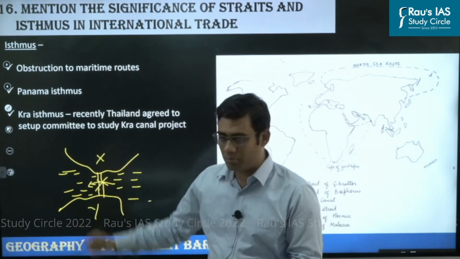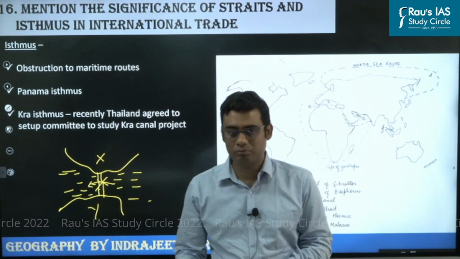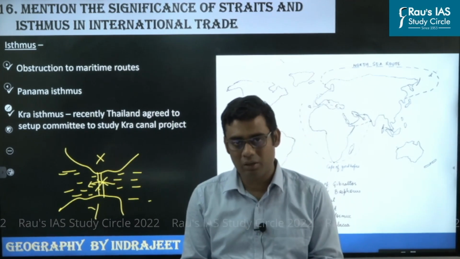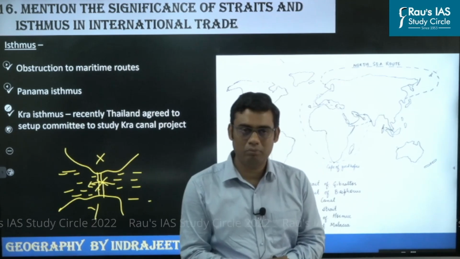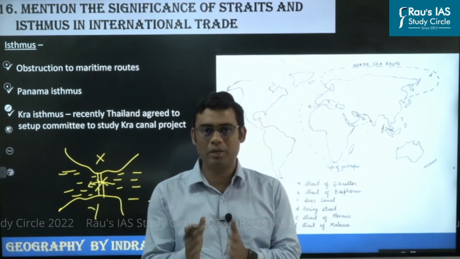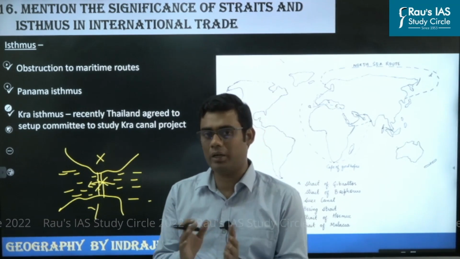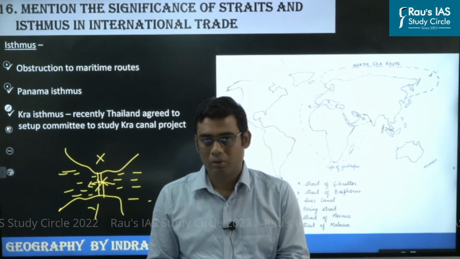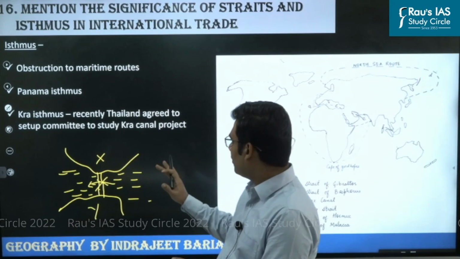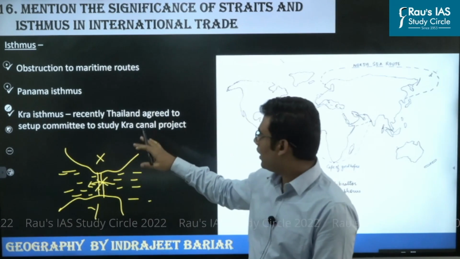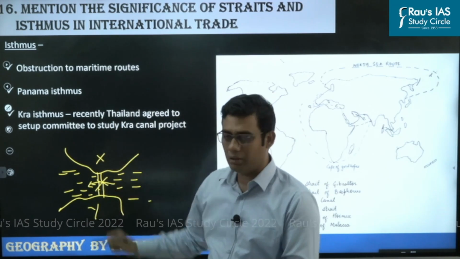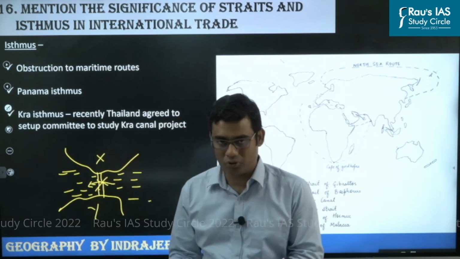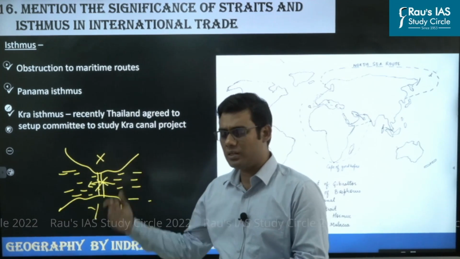Likewise, we have Kra Isthmus, now connecting Thailand with Malaysia. And for a very long time, there have been suggestions and discussions to construct a canal, similar to the Panama Canal. But very recently, the good news is that the government of Thailand has agreed to set up a committee to study the Kra Canal project.